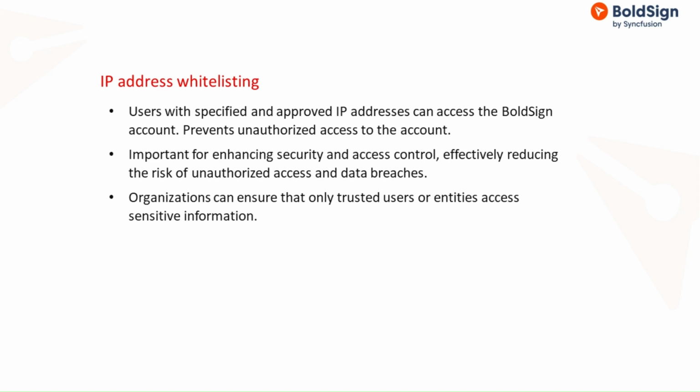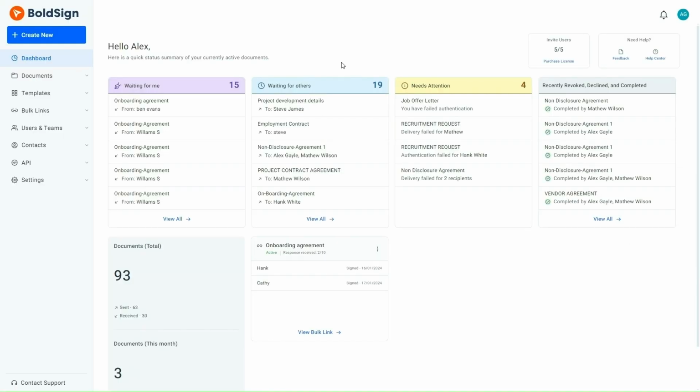This feature is essential for enhancing security and access control, effectively reducing the risk of unauthorized access and data breaches. By whitelisting IP addresses, organizations can ensure that only trusted users or entities connecting from approved IP addresses can access sensitive information. This feature is particularly valuable in scenarios requiring the safeguarding of resources and compliance with regulatory standards.